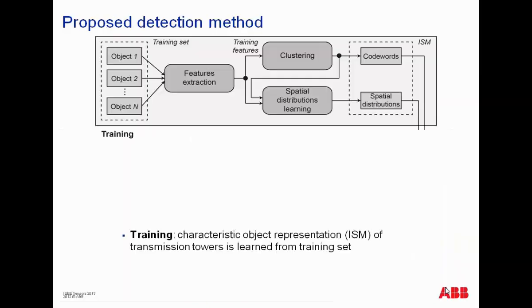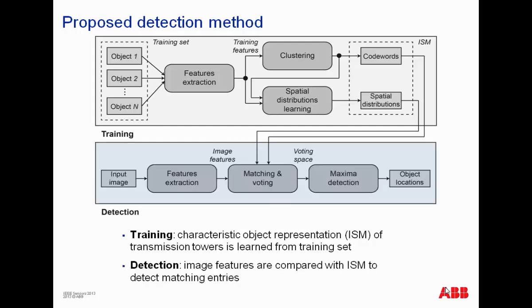Of course, we don't have time for all the details, but essentially the method that we use to localize these towers is a learning-based method, which is illustrated here. So there is a first phase, the training phase, where a characteristic object representation of transmission towers is learned from a training set. And then there is the actual detection phase, where image features extracted from the video that you are looking at or from individual images are compared to this model in order to detect matching entries. So it's a very classic approach, but applied to a new scenario.